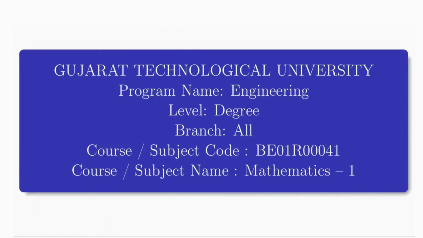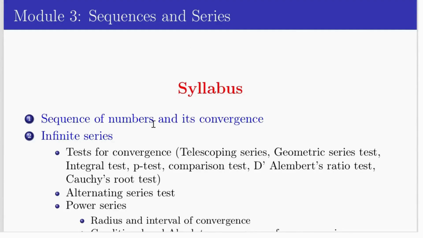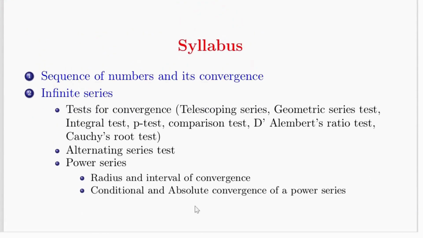In this program, we will discuss the syllabus of Mathematics 1 for all engineering disciplines in Semester 1 affiliated with Gujarat Technological University. The syllabus of GTU contains a total of 5 modules. In this course, we will discuss Module 3, Sequences and Series. In this module, we will learn what a sequence is and what a series is.